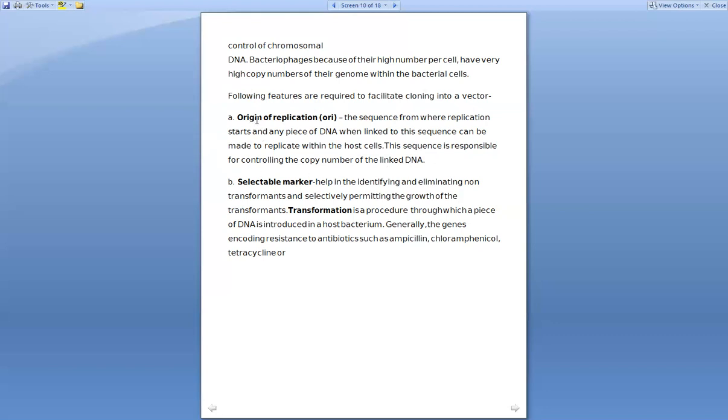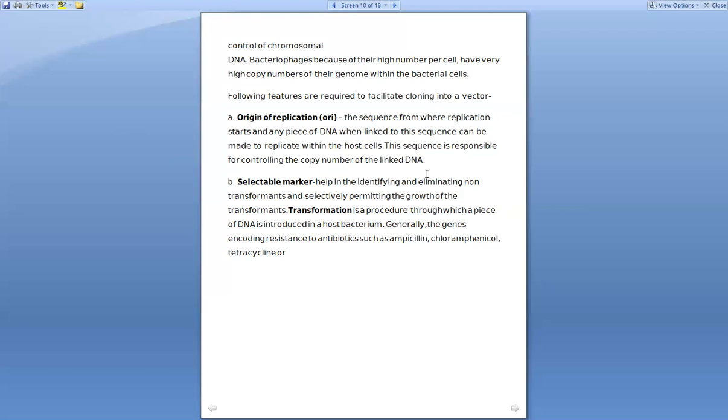So this origin of replication is a sequence where the replication starts. For the starting of replication, the first thing it needs is the origin of replication. This is bound to a piece of DNA where it is linked to the sequence, and it is going to do the replication inside the host cell, right? And this sequence is also responsible for controlling the copy number of linked DNA.